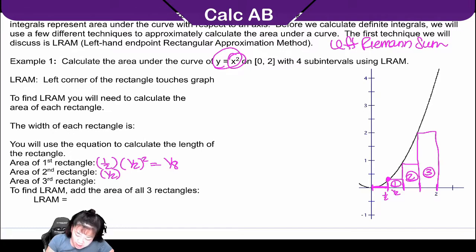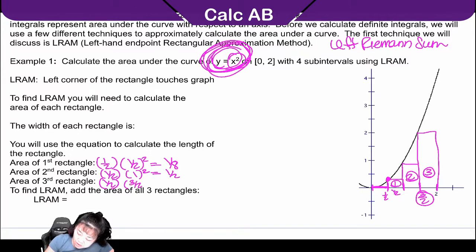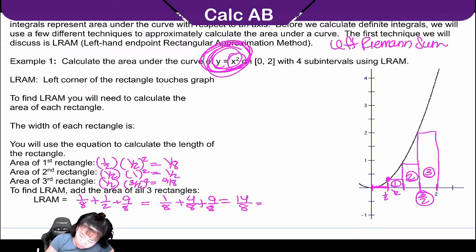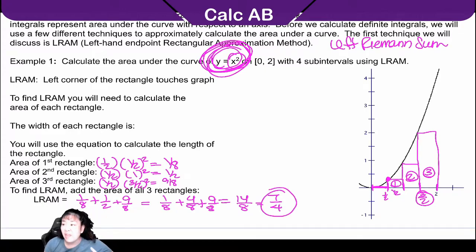Rectangle 2 is found by 1/2. The height is plugging in x equals 1 into my equation up here. So then I get 1/2, and then 1/2 times 3 halves plugged into my equation is 3 halves squared, and so I get 9/8. Then I add 1/8 plus 1/2 plus 9/8 together, and I get 1/8 plus 4/8 plus 9/8, which gives me 14/8, which is the same thing as 7/4. Okay, and that is LRAM.